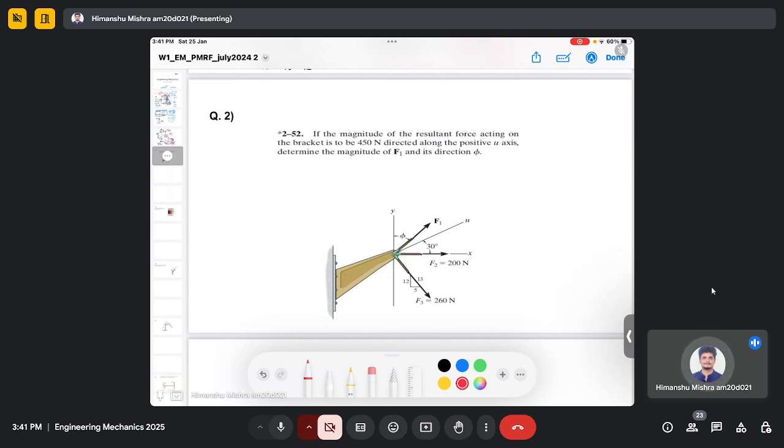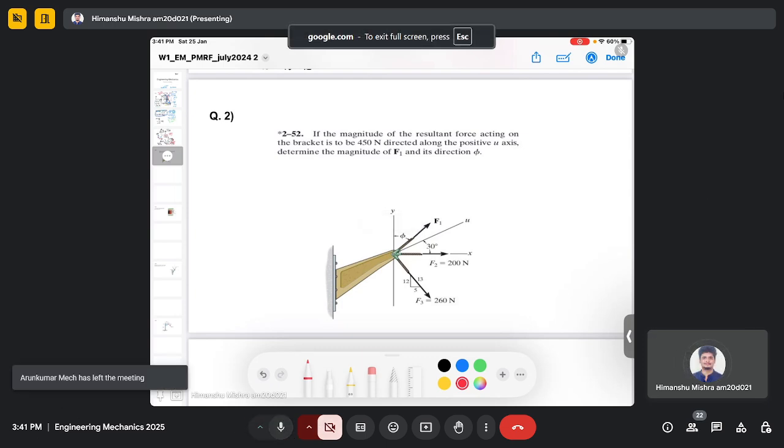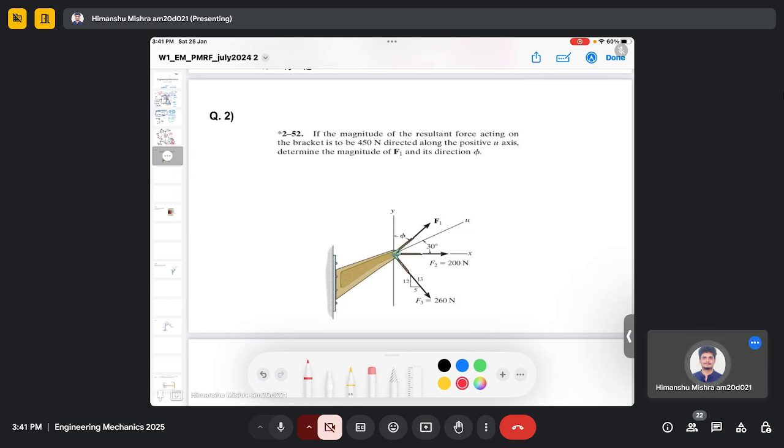So in this problem we have been given that the magnitude of the resultant force acting on the bracket is to be 450 Newton, directed along the positive u axis. Determine the magnitude of F1 and its direction phi.